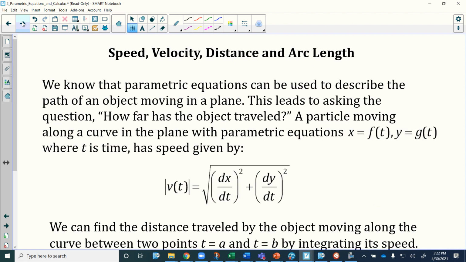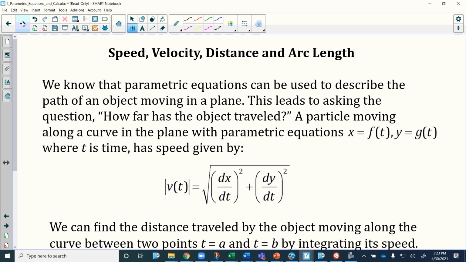So here, this is where we're going to start talking about how we can use the parametric equations to find, ultimately, the length of an arc of a given parametric function. We know parametric equations describe the path of an object moving on a plane somewhere, and so that leads us to thinking, well, how far did it go? And it's giving us the equation here.